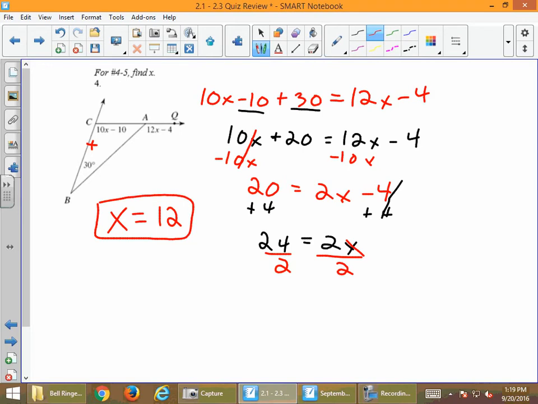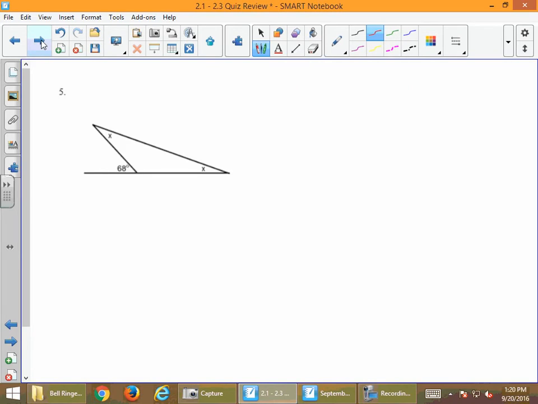Do I need to find those angles? Nope. This says find x. Found it. Done. And I set those two inside angles equal to the outside angle. Let's look at number 5. Number 5 is very similar to it. It's actually a little easier, so let's look at it.